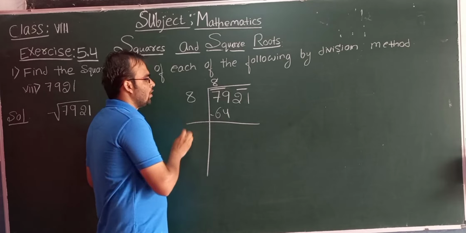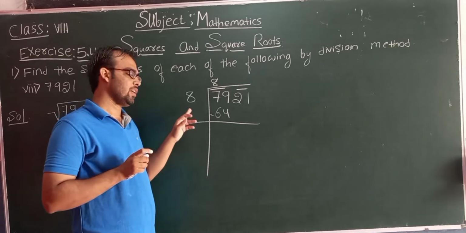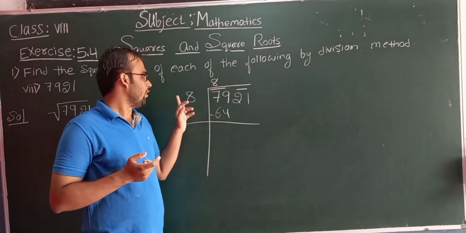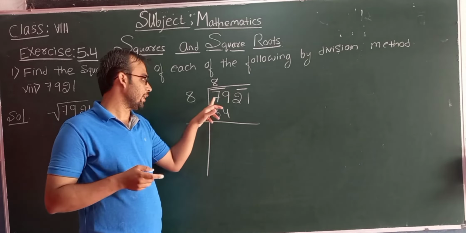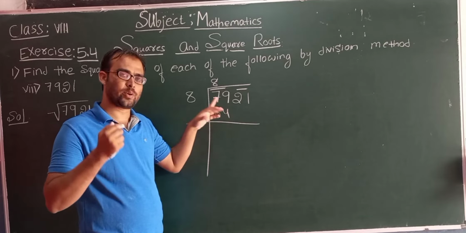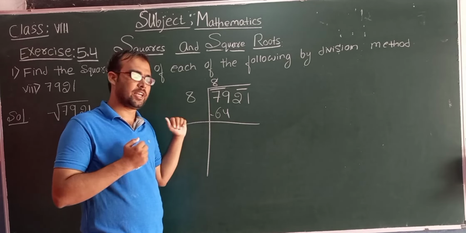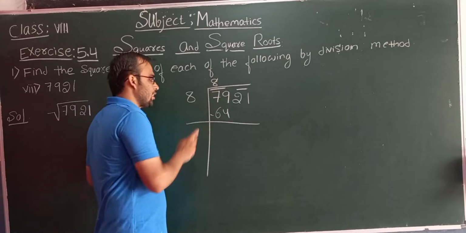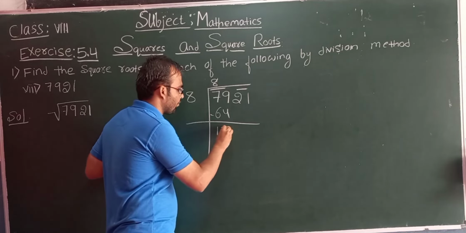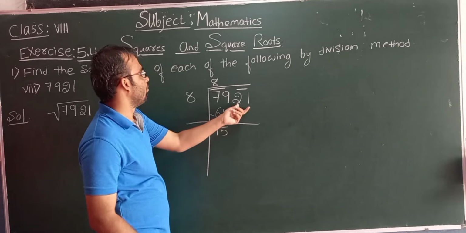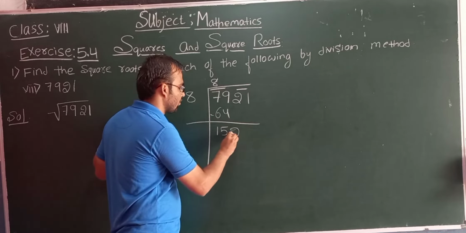Okay, students, if in place of 8, I would have taken 9, then 9 nines are 81. So 81 will be greater than 79. Okay, so we have to take a lesser number. So I have written 8. So here 8 eights are 64. 79 minus 64 is what? 15. Okay. Now bring down these two numbers.